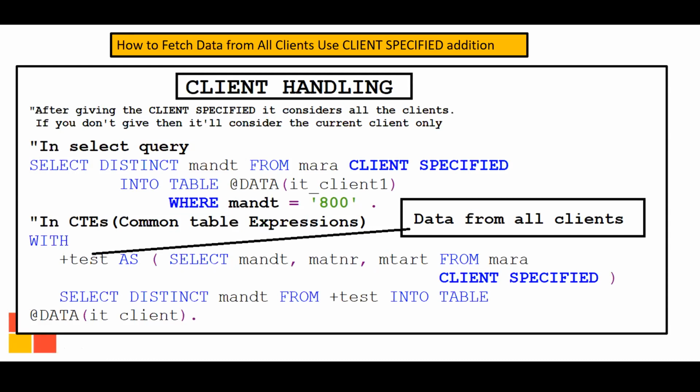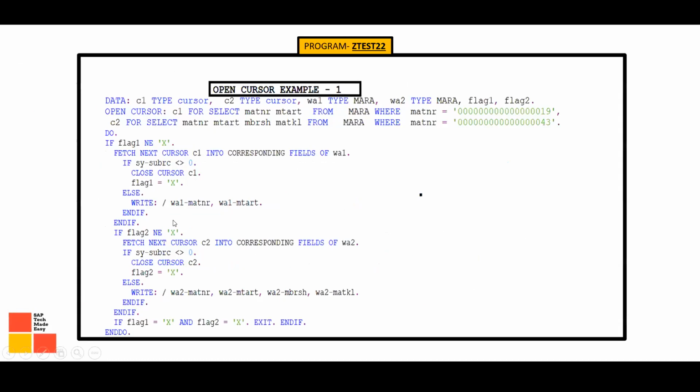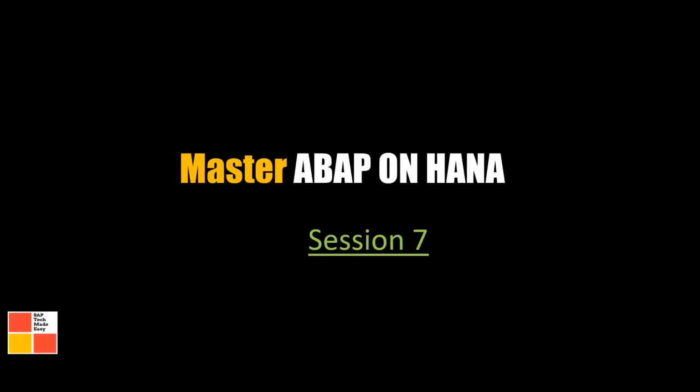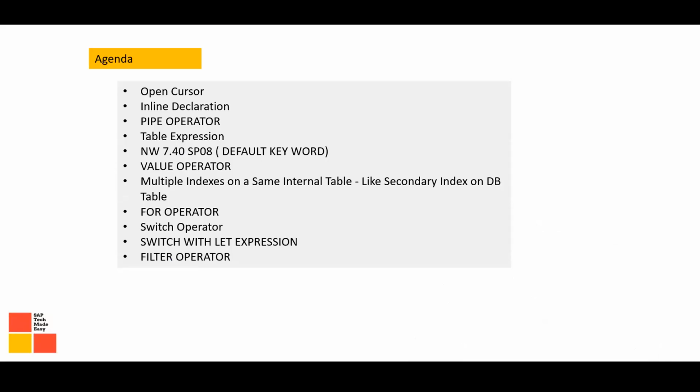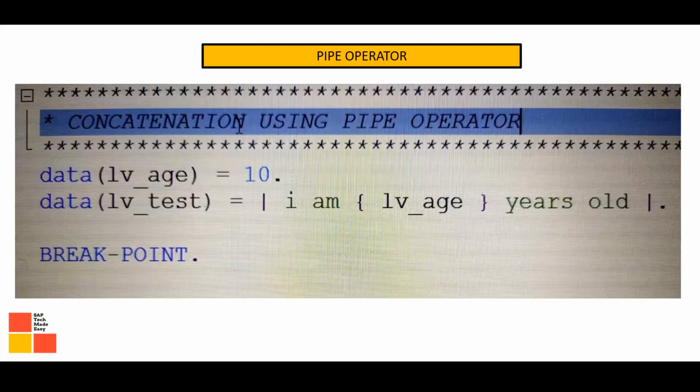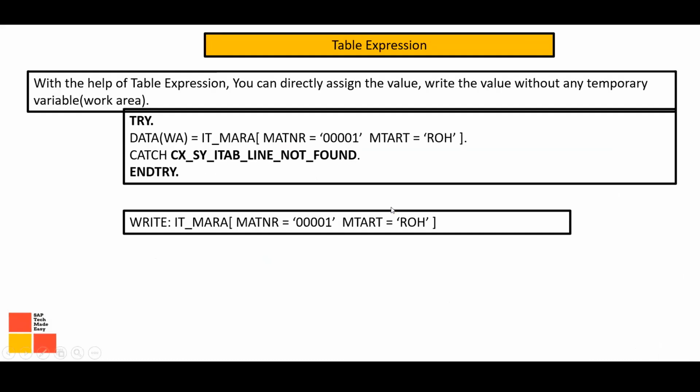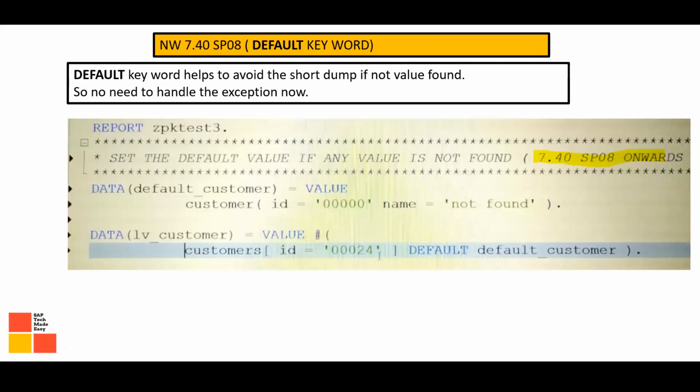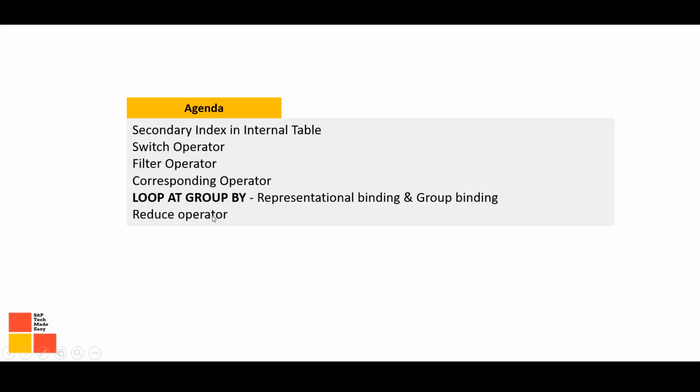Along with that, there is a concept called common table expression, which I have also discussed. Then the open cursor, you can see in session number 7. Again, the value operator, for operator, new syntaxes, switch operator, switch with let expression, filter operator, right? You can see the new syntaxes I have discussed in detail. This is the inline declaration. Again, this is concatenation with a variable, how you can do so. Table expression, right? The default keyword, how we can use the default keyword so that you will not get a dump when you are using the table expression. So all these new syntaxes I have covered in this.